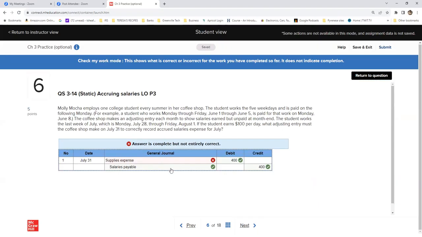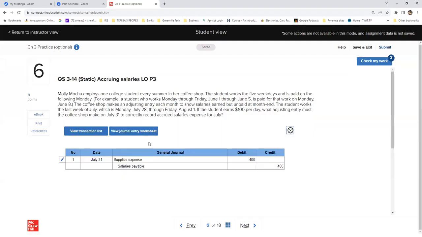Oh, so I hit the wrong one. I selected supply expense instead of... Yeah, I do that a lot. I think I'm clicking on one and the other pops up. But we know that the correct answer is salaries expense.